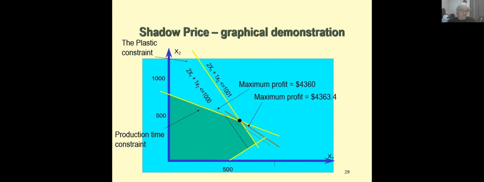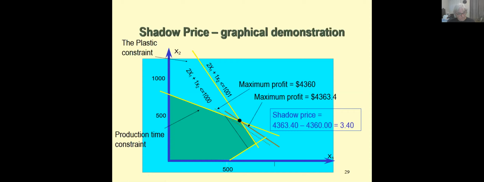So you look at how much the profit has increased and it's $3.40. How did you get it? By adding 1 pound of plastic. You see, it was 1,000, now it's 1,001. I added 1 intentionally because there is a definition that goes along with this. It's called the shadow price. So the shadow price will be the change in the objective function per 1 unit increase of the constraint on the right-hand side.